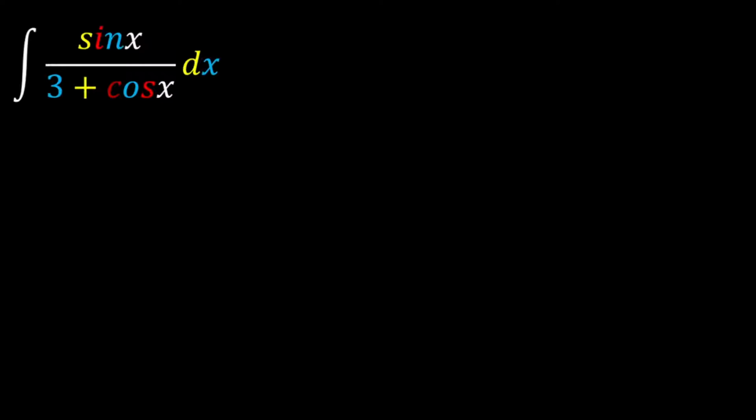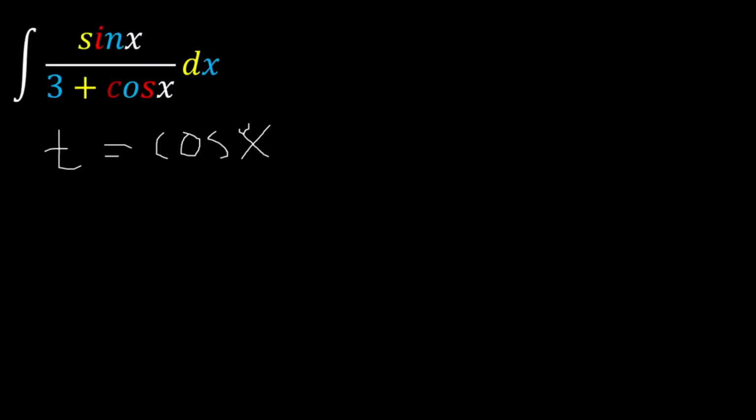In this video, we're going to be solving the integral of sin x over 3 plus cos x. What we're going to be using here is a variable, chi, and chi will be equal to cos x. The question I'm going to ask is, why are we using this chi?